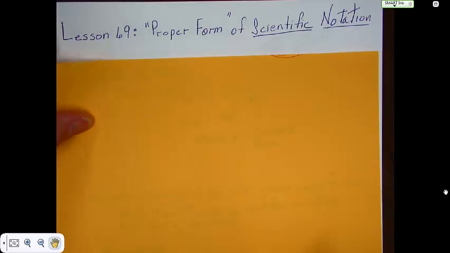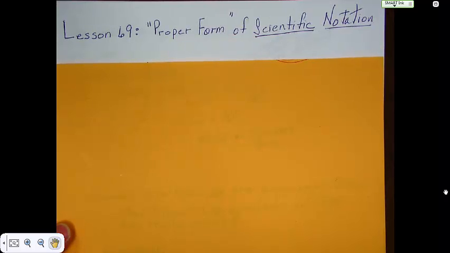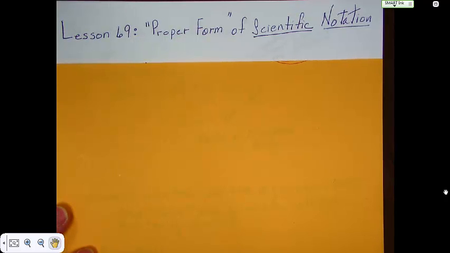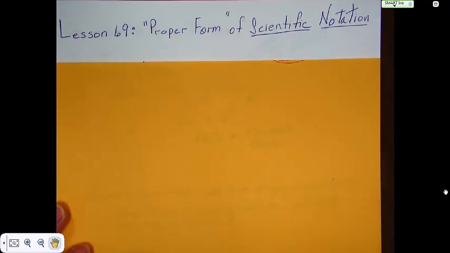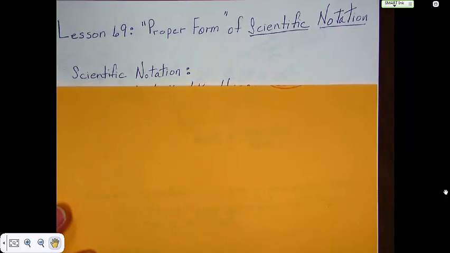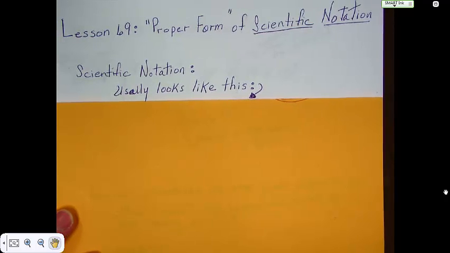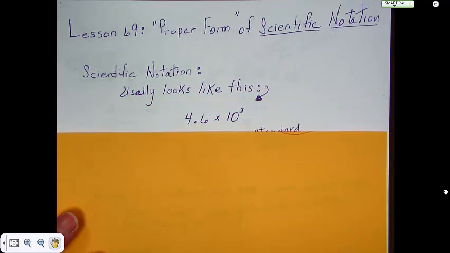Today we're going to talk about Lesson 69, and Lesson 69 is about the proper form of scientific notation. Now, before you think too hard on that one, I didn't realize there was an improper form, right? Okay, well there is an improper form, and so we want to talk about what scientific notation really should look like. Usually, when you see scientific notation, you're going to see something that looks like this.